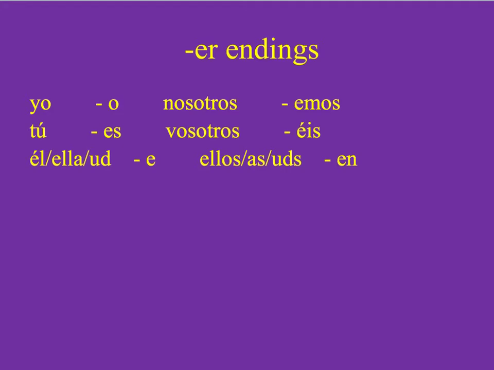ER endings, very similar but not identical. O, es, e, emos, éis, en. IR endings. Be cautious of IR endings. They're very similar to ER endings with 2 different endings, which are imos and ís. So, o, es, e, imos, ís, en.